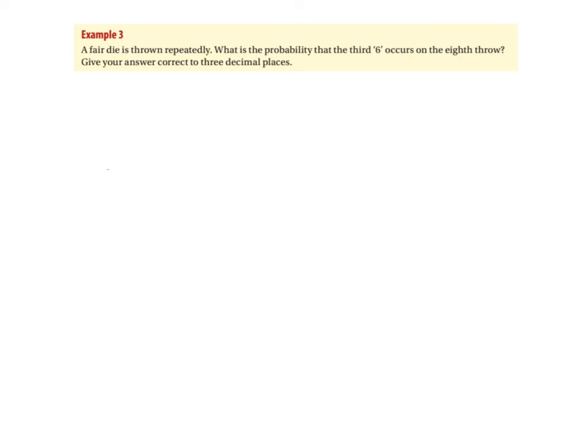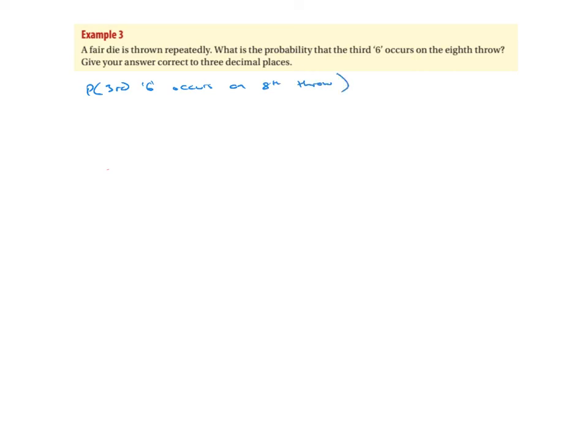Okay, the last one. It says here, a fair die is thrown repeatedly. What is the probability that the third 6 occurs on the 8th throw? So the third 6 occurs on the 8th throw. I'm going to give our answer to 3 decimal places. So I want to find out the probability that the third 6 occurs on the 8th throw.